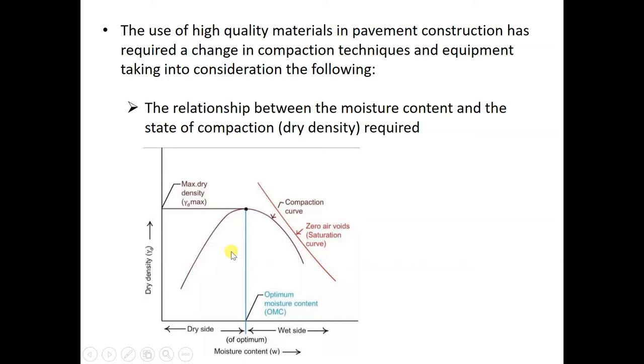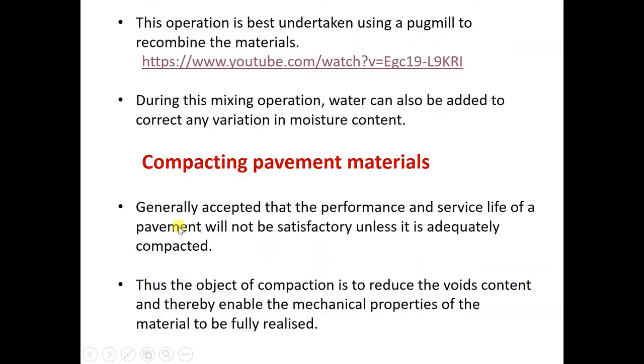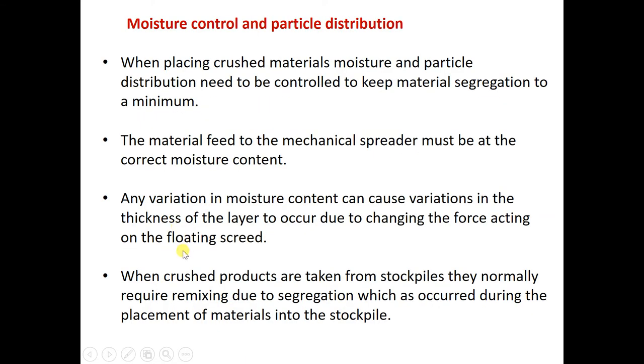It could be like 3%. So you need to add water, like 3% moisture content, for the aggregates to provide the maximum dry density. So we need the material to compact as densely as possible. Any variation in moisture content can cause variations in the thickness of the layer to occur due to the change in the force acting on the floating screed.